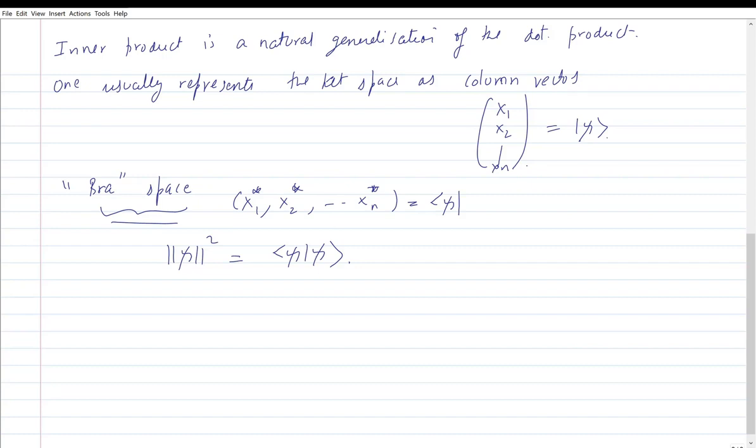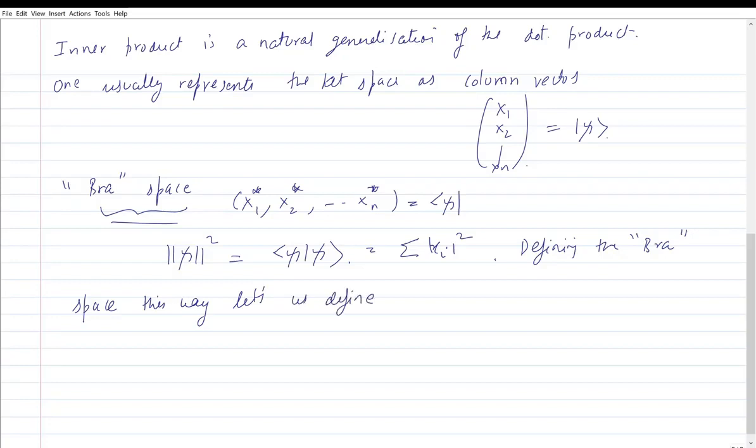So that is the norm of the vector, and defining the bra space this way lets us define the norm or length of the vectors.